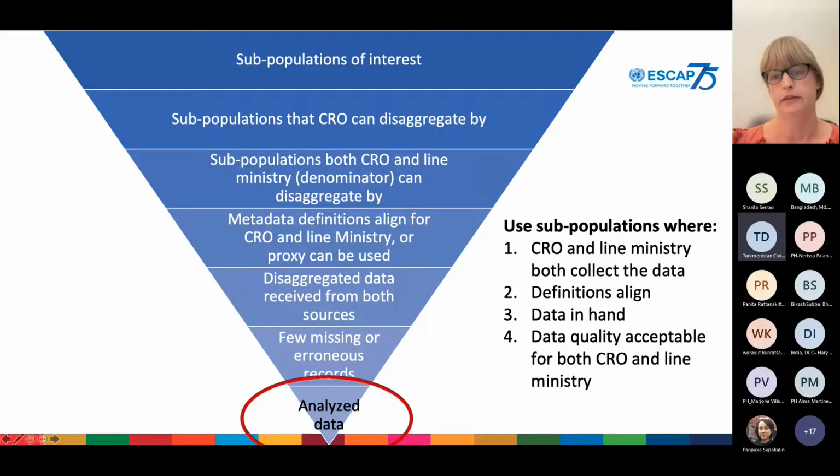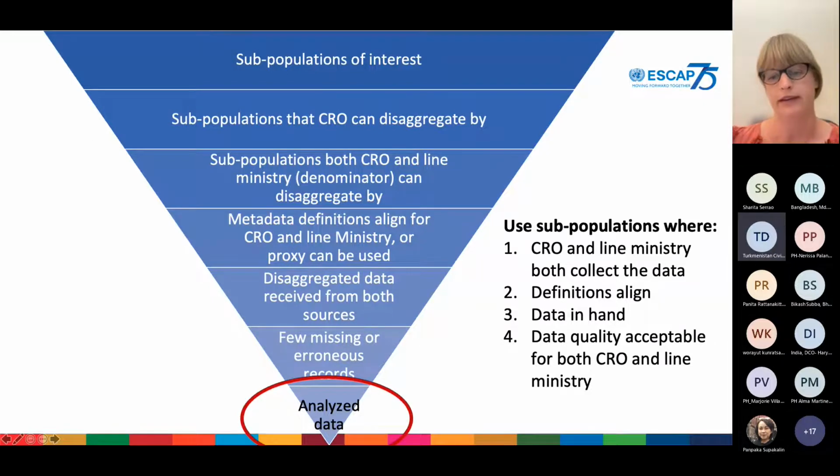And all of this can start to feel a bit overwhelming, but we said that because a lot of the data is often not available, or sometimes it has flaws. Actually, at the end of the day, we can only work with what we have. And so what we're really looking for is subpopulations where the Civil Registry Office and Line Ministry both collect the data, the subpopulation of interest, where the definitions of that subpopulation align between the two sources.